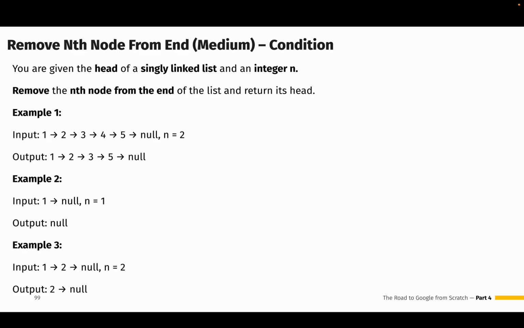So we have a head of a singly linked list and an integer n. We need to remove the nth node from the end of the list and return its head.